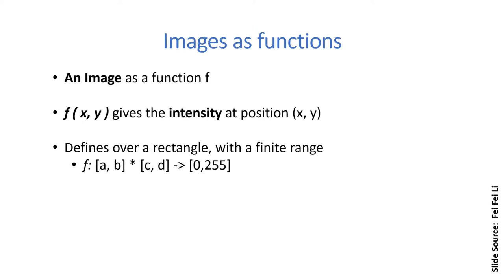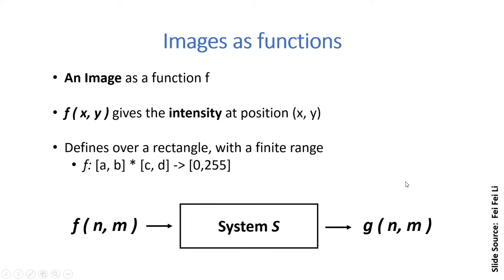We can also consider an image as a function f. A function f of x and y, which gives the intensity at a position x comma y. Here the image as a function is defined over a rectangle with a finite range, with a domain a, b cross c, d, and has a range from 0 to 255 as we discussed in the previous slide. Now given an image, represented as a function, we could modify this function, or in other words, we could modify an image by passing it through a system S and generating a modified version of this function called g.